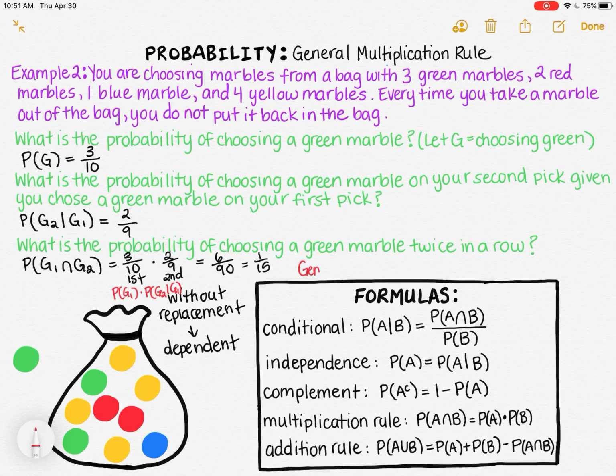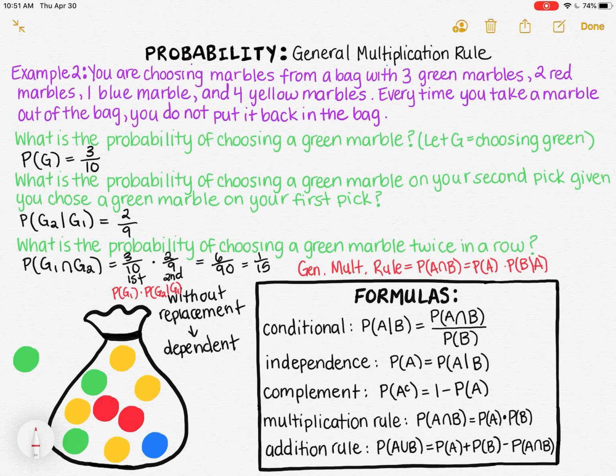Because we know when events are independent, these probabilities are equal. So because we used this same process on both events, we can generalize this into a rule called the general multiplication rule. And that rule says that the probability of two events, A and B, occurring is equal to the probability of A times the probability of B given A already occurred.